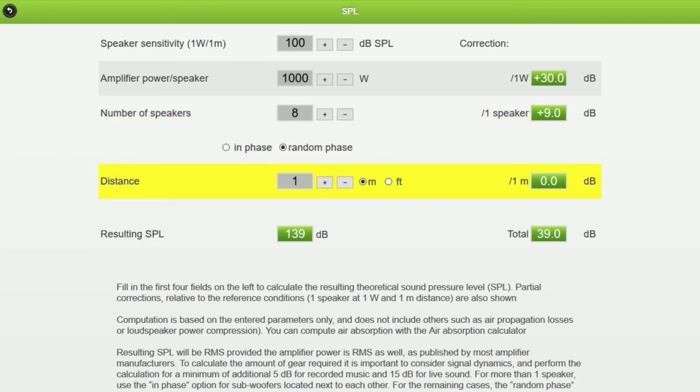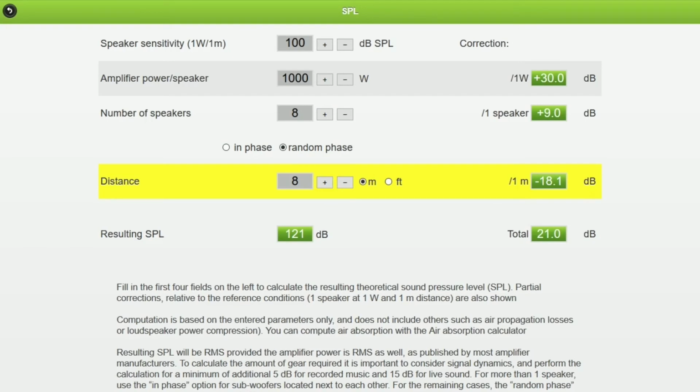As the last field, we have the change of SPL contributed by distance to the source. That works with the inverse square law. So, of course, when we double the distance, which we can enter in meters or feet, we decrease 6 dB. If we double again, we have, again, 6 dB less. If we double again, we have a total of minus 18 dB.